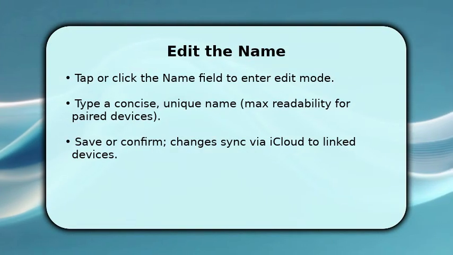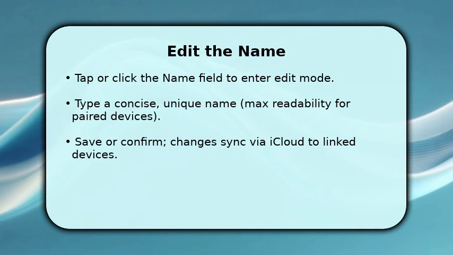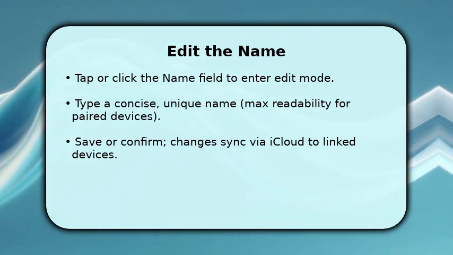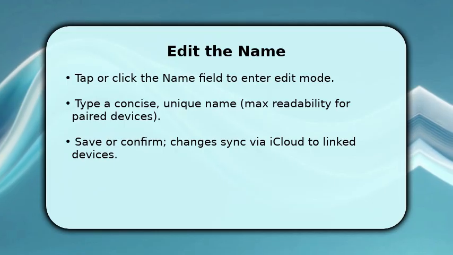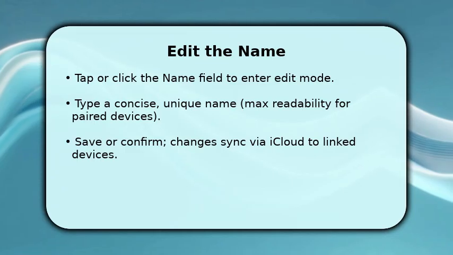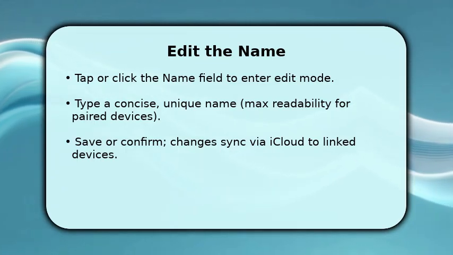Now edit the name field. Tap it on an iPhone or click it on a Mac to enter edit mode. You should type a short, clear name. Avoid special characters that might display oddly on older Bluetooth devices. Once you finish, tap Done on iPhone or close the field on Mac to save.